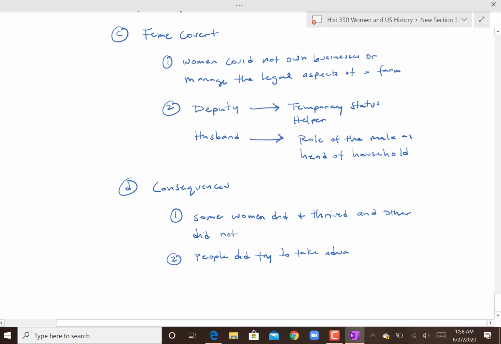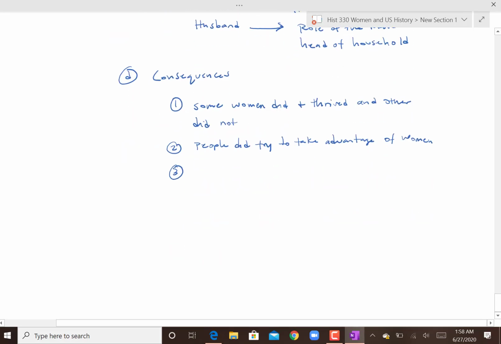So whether it was the employees or merchants, even with the official deputy husband title, you had people who were looking to take advantage of the women in those situations. You also had significant high price increases on goods because of the war, and women had to navigate how to buy that and manage that.